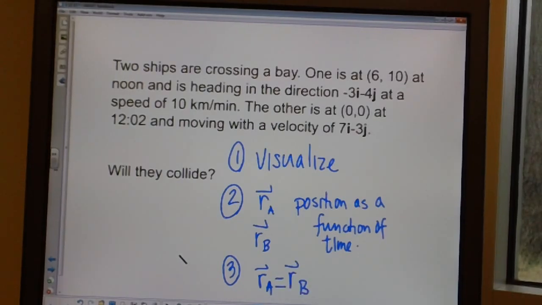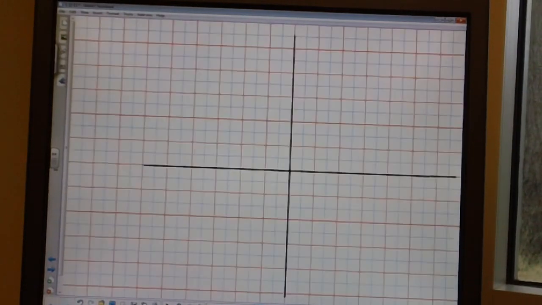Okay, so the first thing we're going to do again is visualize this information using the graph. For the first ship, ship A, I know that its position at noon is 6, 10. So 2, 4, 6, 8, 10. So it's up here. This is ship A at noon. And I know that it has a negative kind of direction, so it's headed kind of this direction. So it's going to be going something like this.